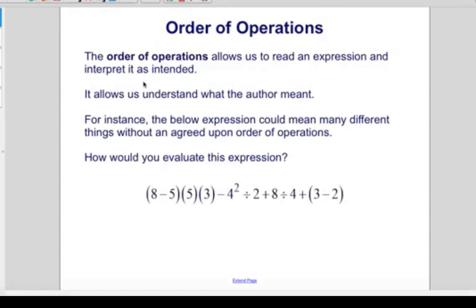The order of operations allows us to read an expression and interpret it as intended. It allows us to understand what the author meant. For instance, the below expression could mean many different things without an agreed upon order of operations. How would you evaluate this expression?